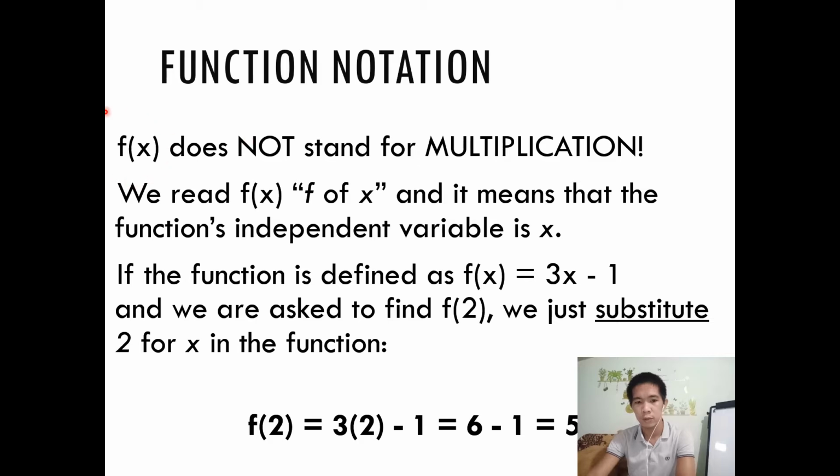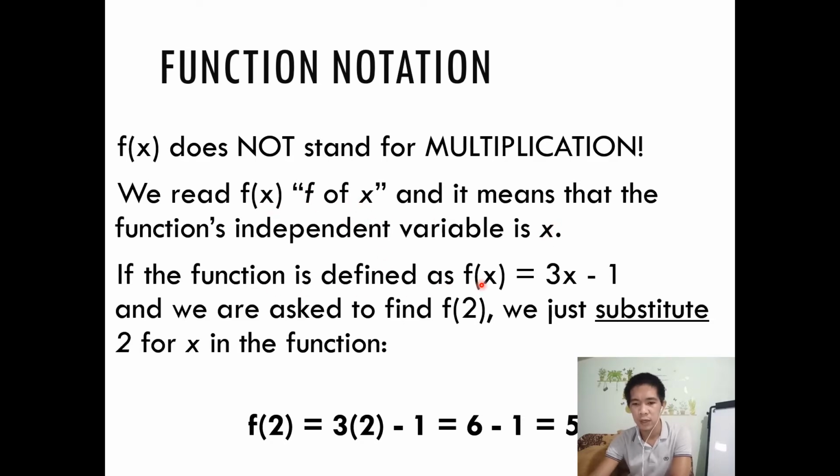So on this symbol, we do not say it is f times x, but we read this as f of x, meaning function of x, wherein the independent variable is x. So when we say independent variable, we can put any number on that variable. Again, function of x or f of x.